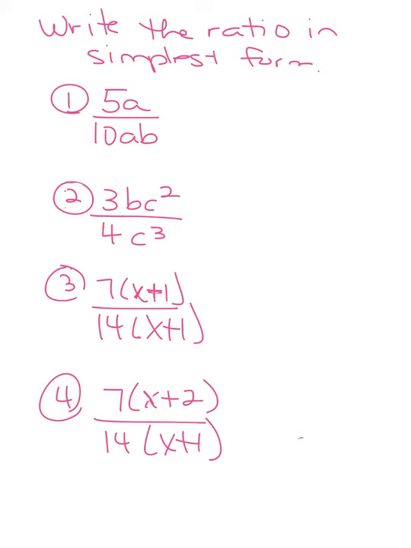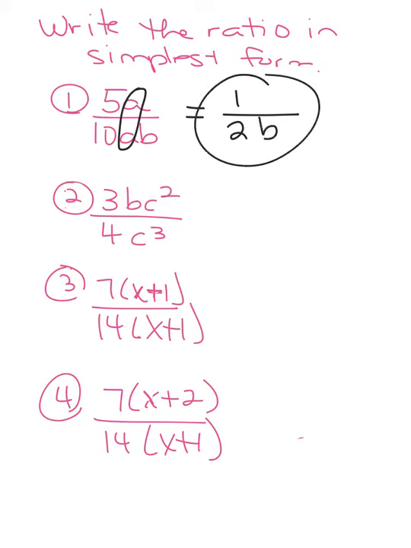Now we're going to continue practicing writing ratios in simplest form. So in number 1, if I'm looking at my coefficients, I have 5 over 10, which simplifies to 1 over 2. And then my a's are the same if I look at my variables. So they're going to simplify, and I'm left with b at the bottom. So my simplified answer there is 1 over 2b.